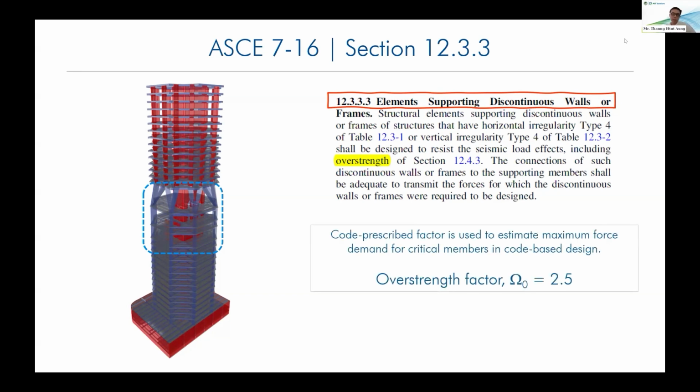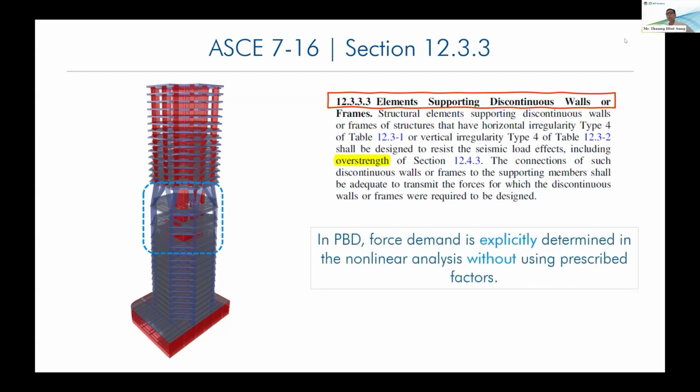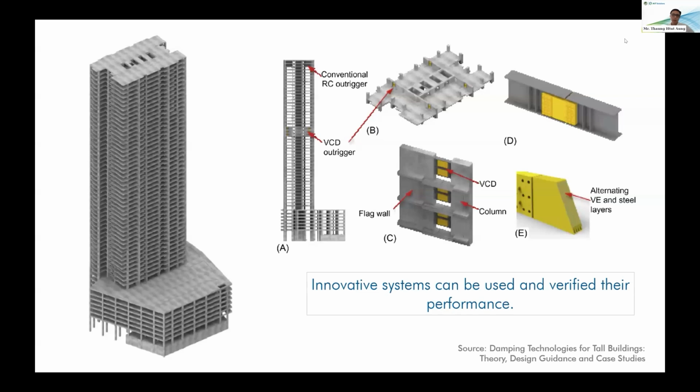If we want to design, for example, for this building system, we have the planted columns and transfer system. So we have to design those transfer systems for the maximum force demand under earthquake. If we want to do the PBD approach, in that case we can estimate the demand forces in those transfer systems explicitly, directly from the analysis, without using the prescribed overstrength factors.